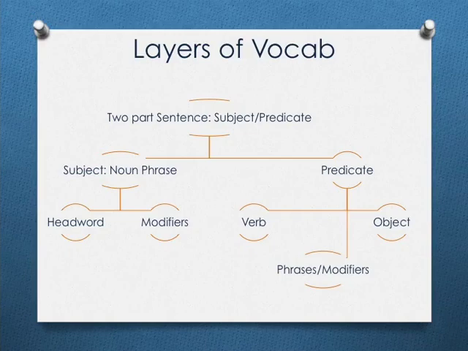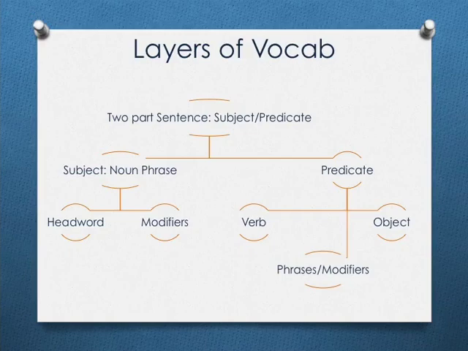Now, the subject can be broken down into what's called a noun phrase. A noun phrase might have just one word, in which case it would be a one-word noun phrase, which is also the subject. Sometimes, however, a couple of words can be part of the noun phrase, in which case the main word would be called the head word. Everything else would be called a modifier. On the predicate side, we have the verb.